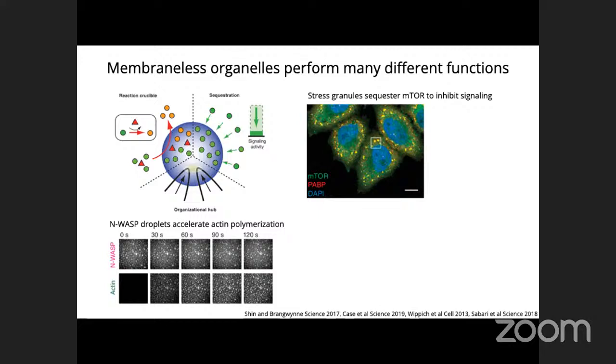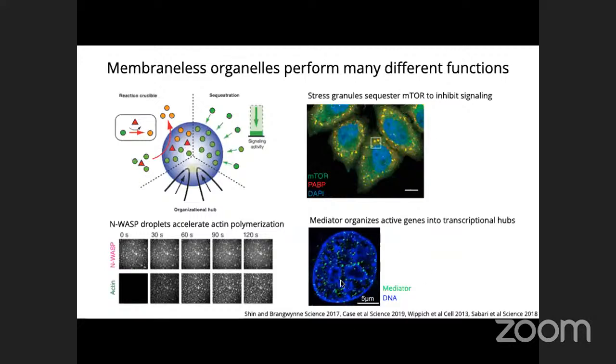Another function that is really common in the nucleus is as organizational hubs. This protein called mediator is important for transcription, for turning on genes in the nucleus. The cell has many genes encoded in DNA at different regions of this long polymer. What these condensates, or this phase separation, can do is bring different genes on different chromosomes together, so they can activate gene expression together. And so it can coordinate gene expression on, for example, 2 different pieces of DNA.